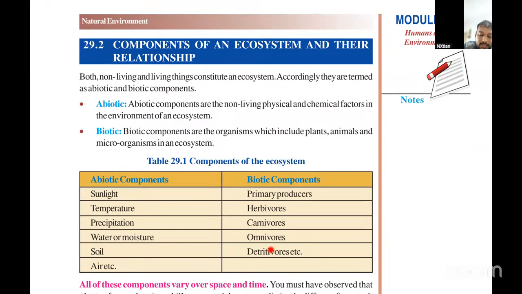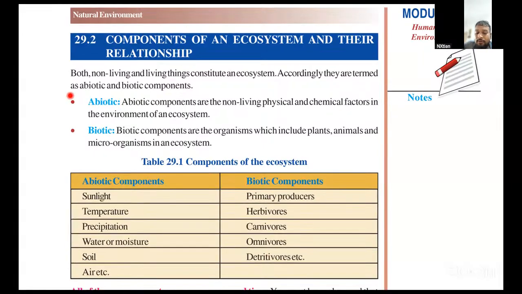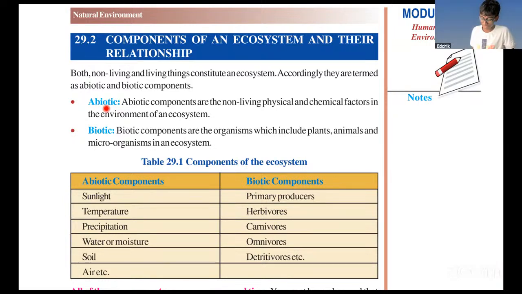So basically, you can see there are two types of components in an ecosystem. First is abiotic, and the second is biotic. Now, what do you mean by abiotic? Abiotic is basically all the non-living things present in the ecosystem. Yes. So you can see the table on the left-hand side: sunlight, temperature, precipitation, water, soil, air. These are all called abiotic.